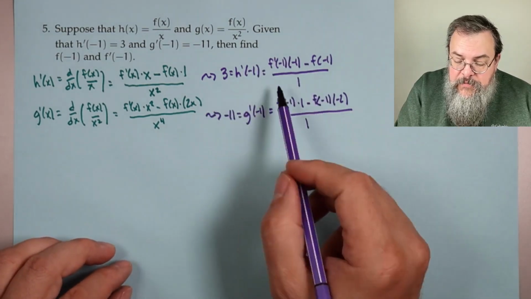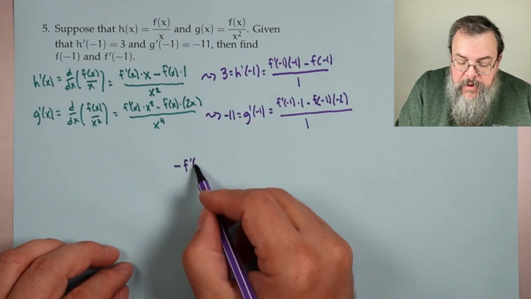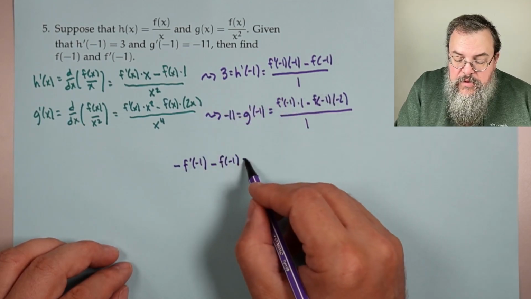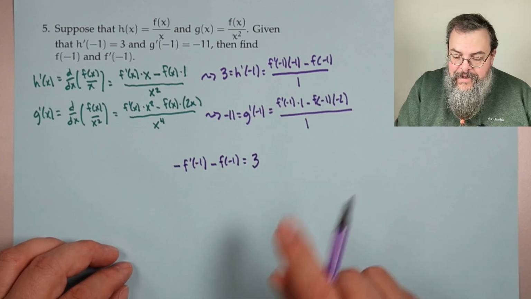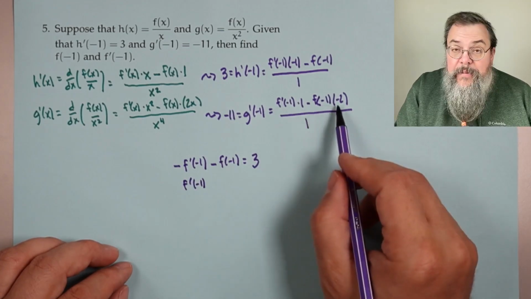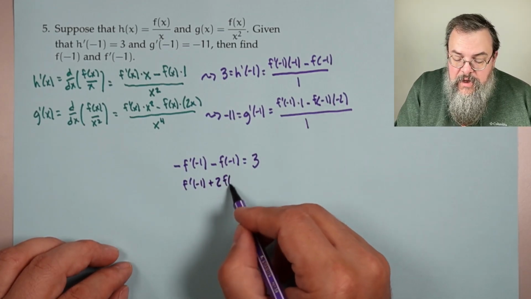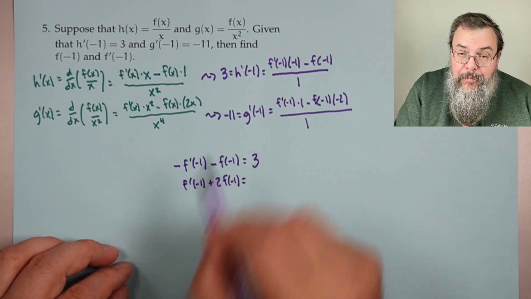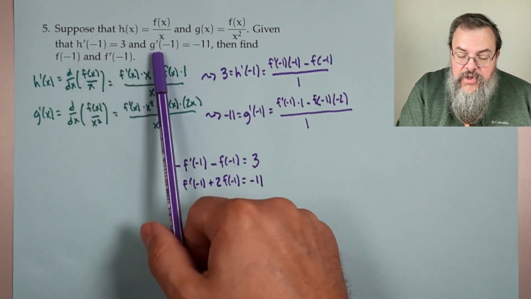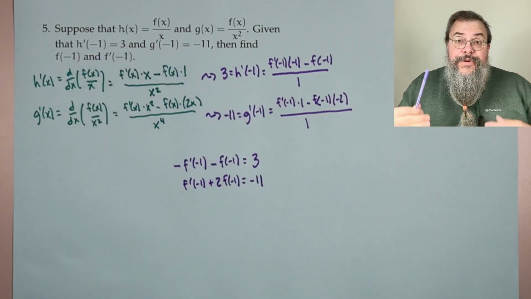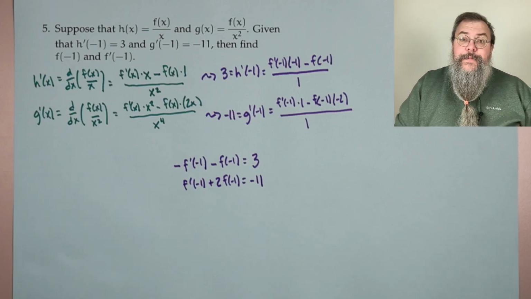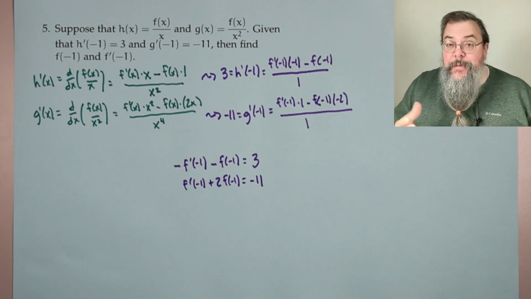So this first equation says minus f prime of negative 1 minus f of negative 1 is equal to 3. And the second equation is f prime of negative 1, and minus times minus 2 makes a plus 2 f of negative 1 is equal to minus 11. Good. So we've turned these two pieces of information into two equations. Two equations, two unknowns. And the solution is what we're trying to find. Perfect. Nice.